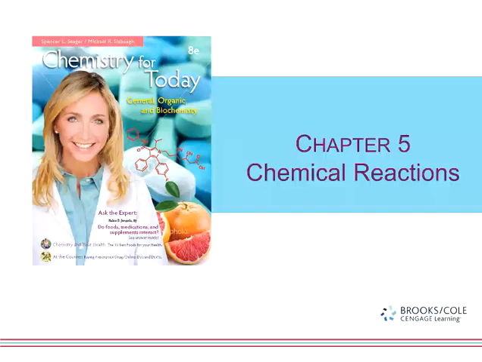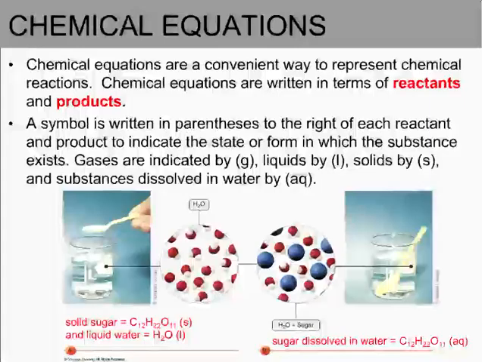Hi everyone! Today we're going to start Chapter 5, which is all about chemical reactions. So first, let's talk about chemical equations. We've already seen a few examples of chemical equations, and they are a convenient way to represent chemical reactions. So chemical equations are written in terms of reactants and products.